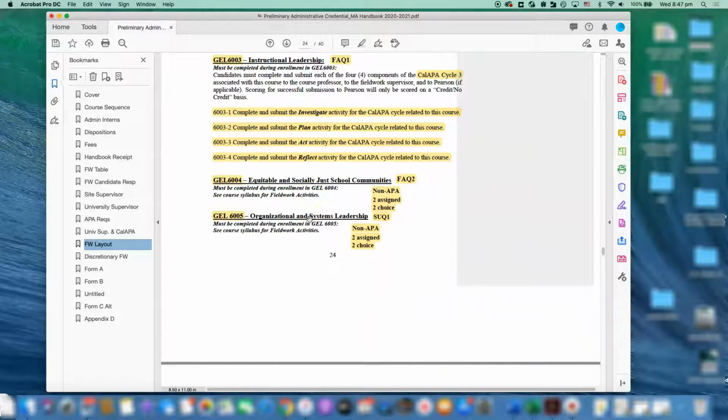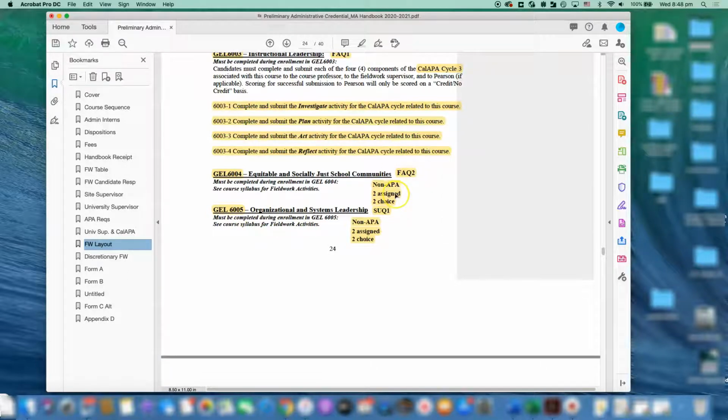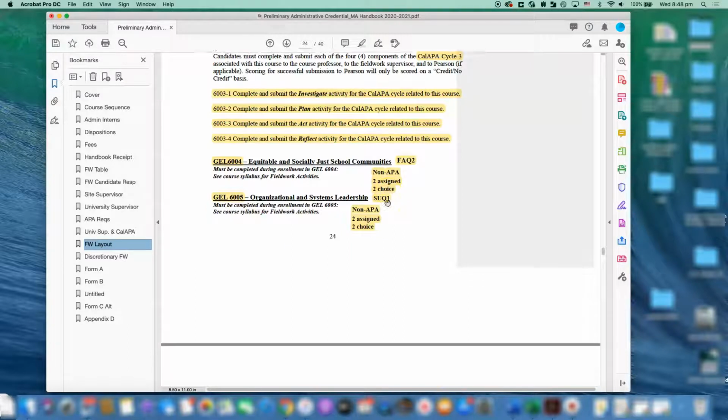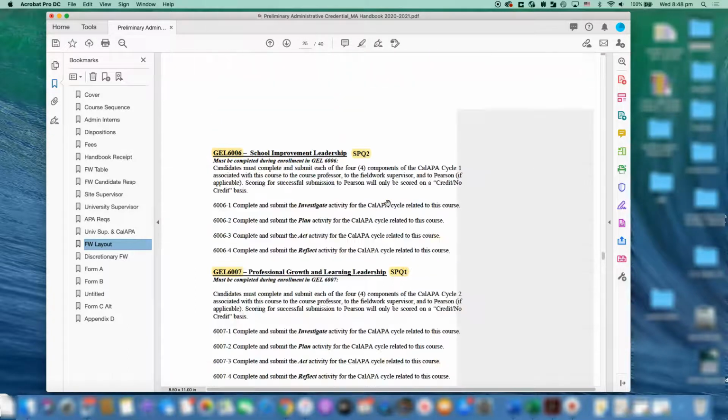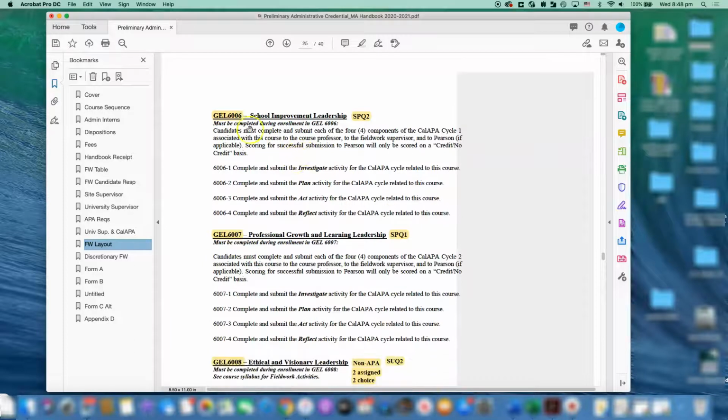6004 and 6005 are non-APA. 4 is in fall quad 2, 5 is in summer quad 1. So what you're going to have there, your fieldwork will be 2 assigned, and they'll be listed on the Form B, and then 2 that you get to choose from the discretionary list that I'll show you that we're getting close to here.